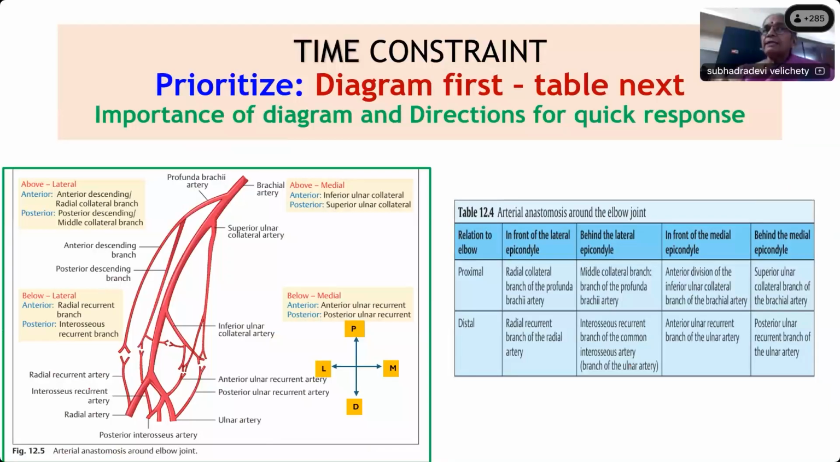And what is above, what is below laterally, what is above and what is below medially in relation with the arterial anastomosis around elbow joint. So whenever any arterial anastomosis, you can give the branches from one artery, the branches from the other, and the same thing with the knee joint also. Around that, you can write the same, use the same one principle as I have used in this diagram. This is the one. Hope you got the message of importance of this diagram.